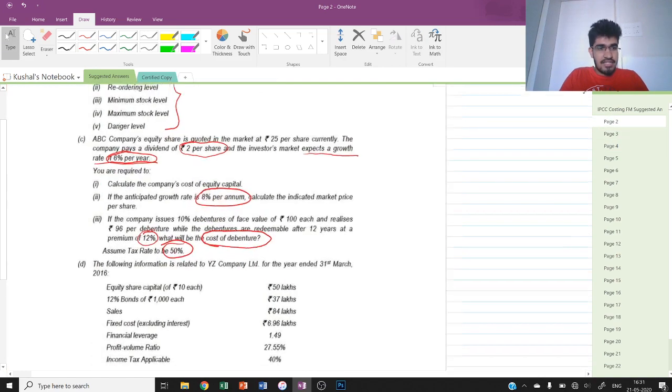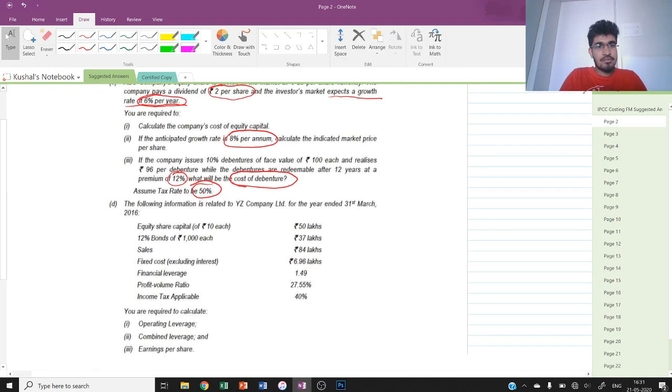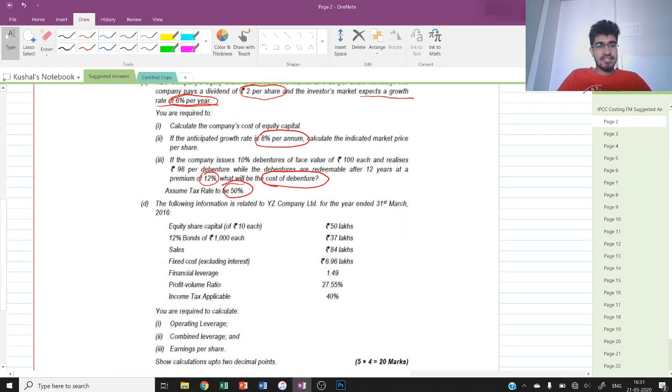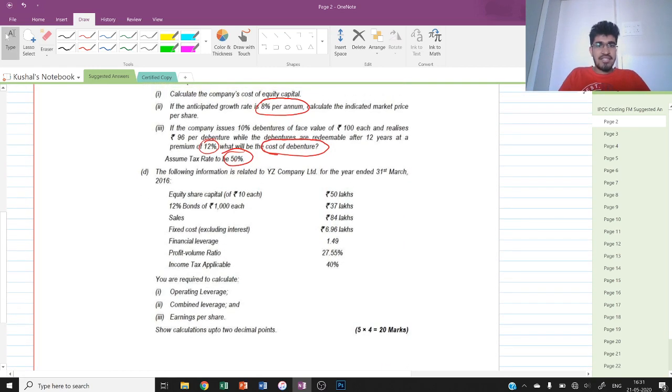Question number D. The following information is related to YZ Company Limited for the year ended 31st March 2016. Equity share capital, bonds, sales, fixed cost, financial leverage, profit volume ratio, and income tax are given. We are required to calculate the operating leverage, the combined leverage, and the earnings per share. You have to show your calculations up to 2 decimal points.